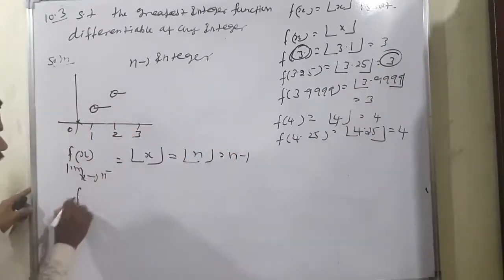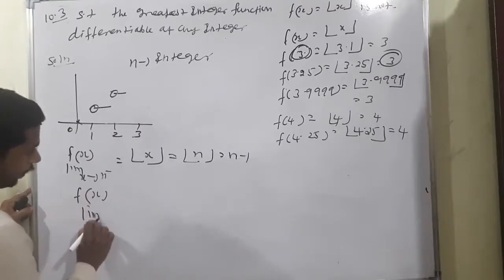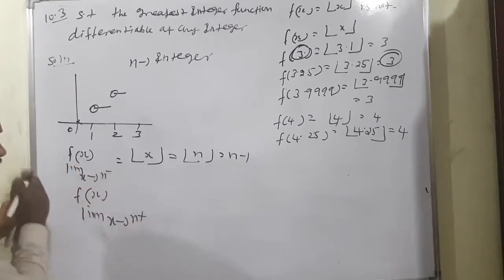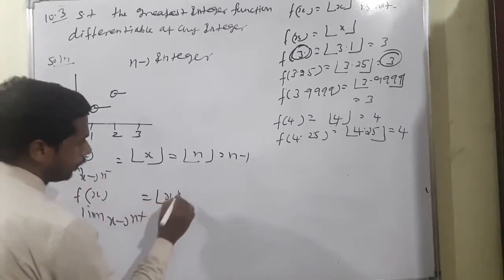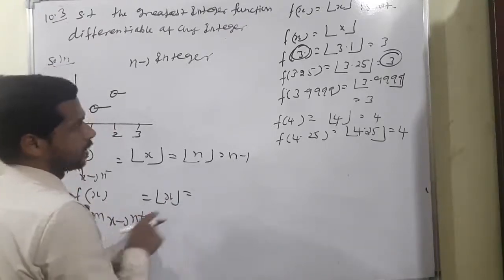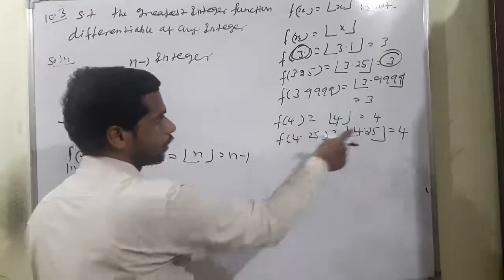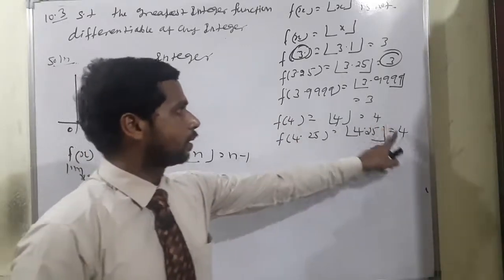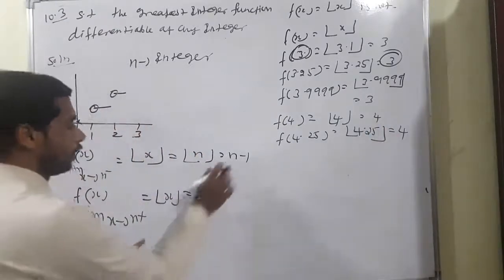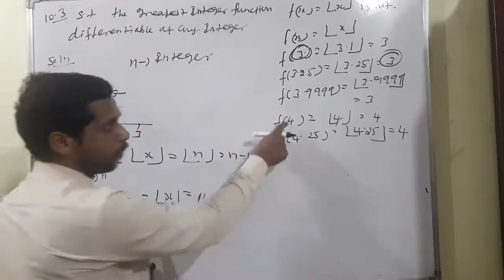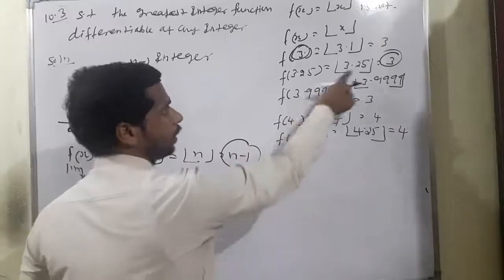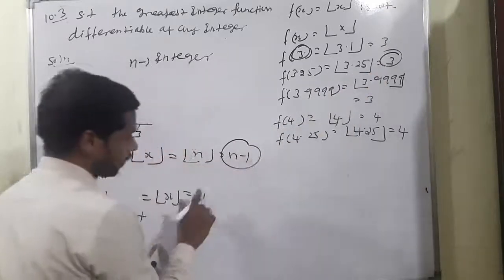The same f(x), consider limit x tends to n plus, the right hand limit. Plus means right hand limit, minus means left hand limit. Again apply it: look at n instead of n plus. So 4 plus something, the 4 only will come, isn't it? 4 plus something, what will the answer be? 4. So definitely there is a difference in the values. For n minus, 3 will come, and definitely 4 will come for n plus.